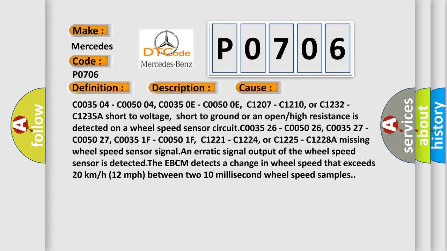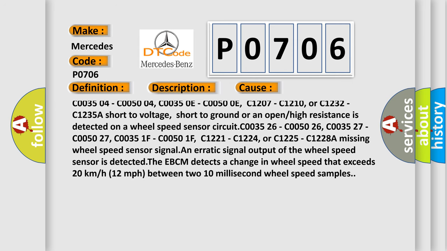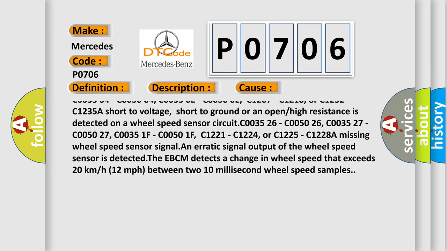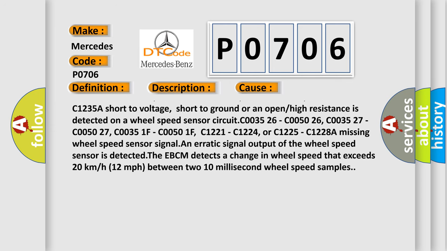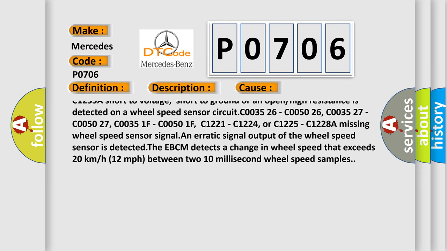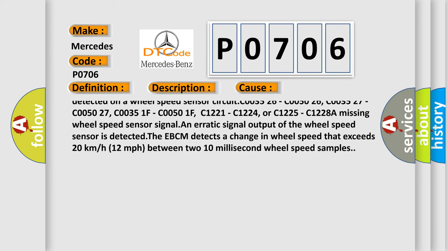C0035-04, C0050-04, C0350-E, C0050-E, C1207, C1210, or C1232, C1235-A. Short to voltage, short to ground, or an open or high resistance is detected on a wheel speed sensor circuit.